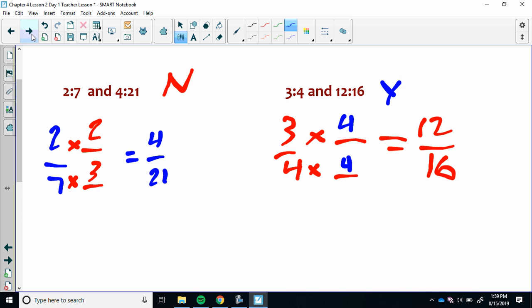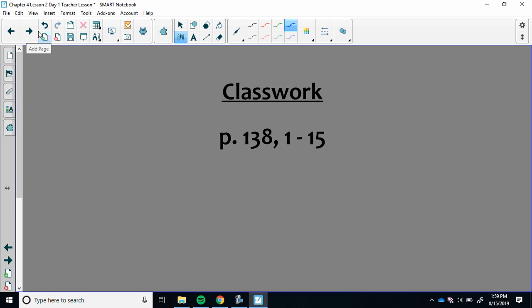Yes, they are. So tomorrow in class, we'll work through this, page 138, 1 to 15. Get a good night's sleep, bring your materials, and be ready to work. Good night.